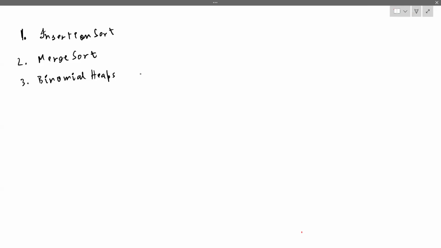Okay. So like I was saying, what comes next for sorting? We've already solved this. Actually, this was solved long back, maybe around 50 years ago. We already had things like insertion sort, merge sort.